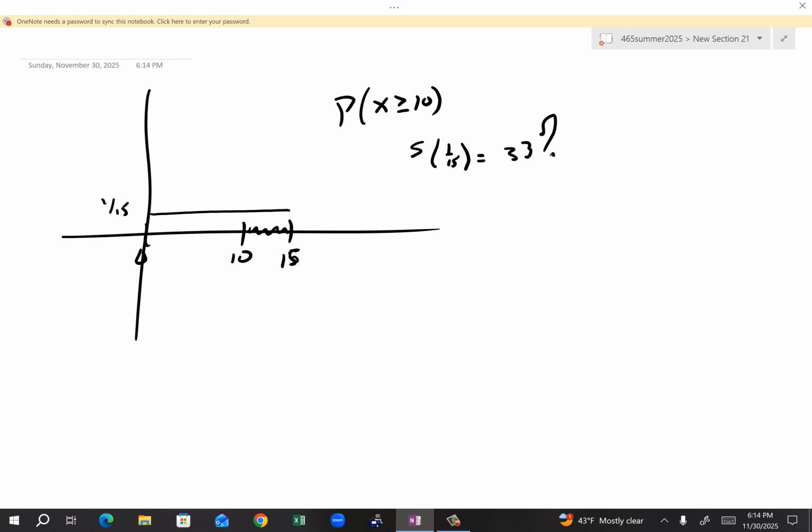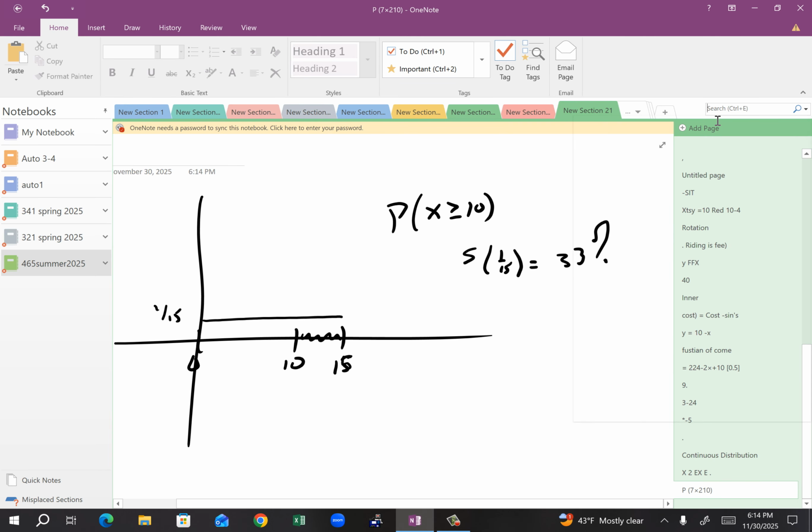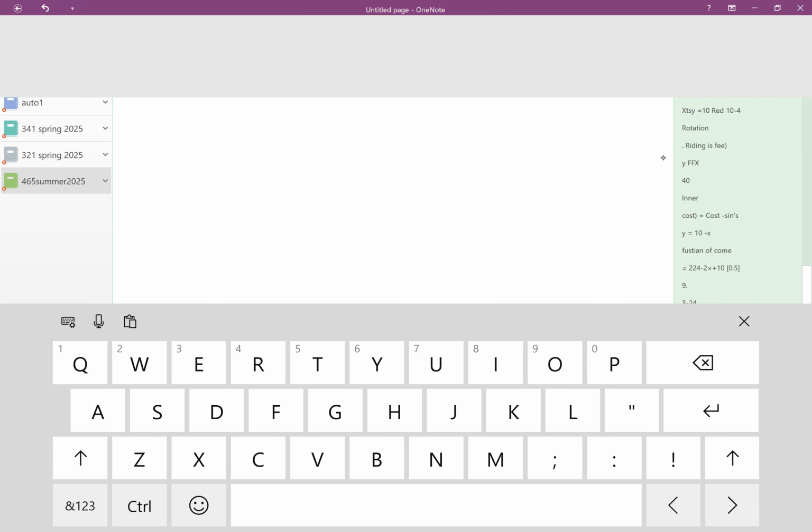So the uniform distribution is really quite straightforward, honestly. We'll do a few more examples in the coming days, but there's not a whole lot to it, to be honest with you.